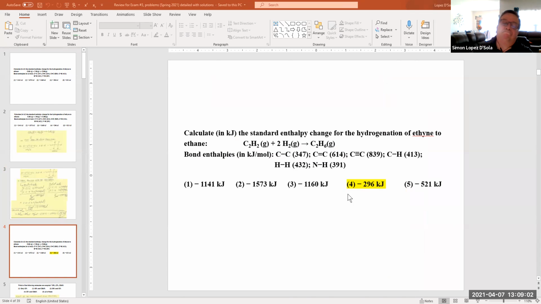So remember, the key here is to check that the equation is balanced, then see the structure of the reactant side and the product side, and then just do the simple calculation.